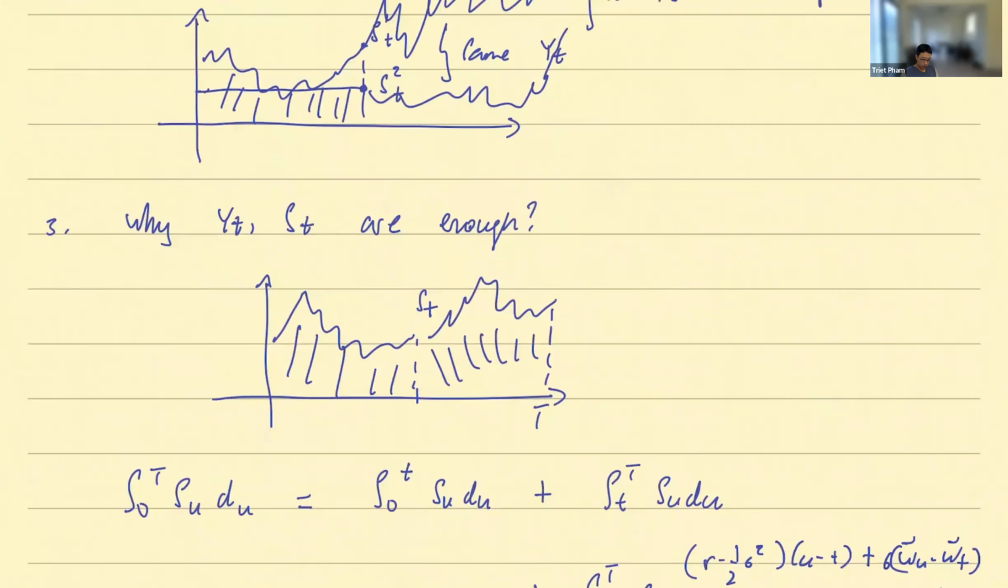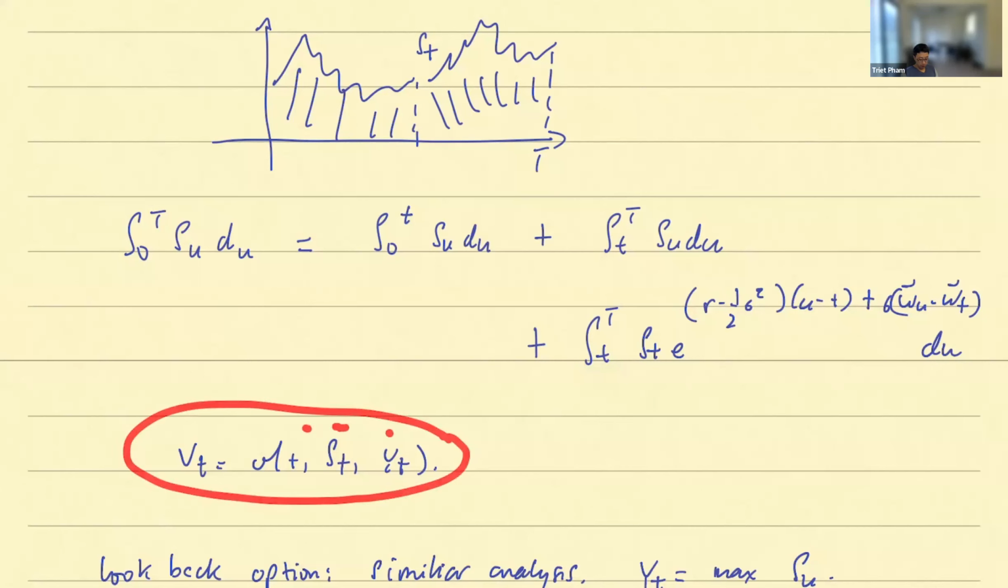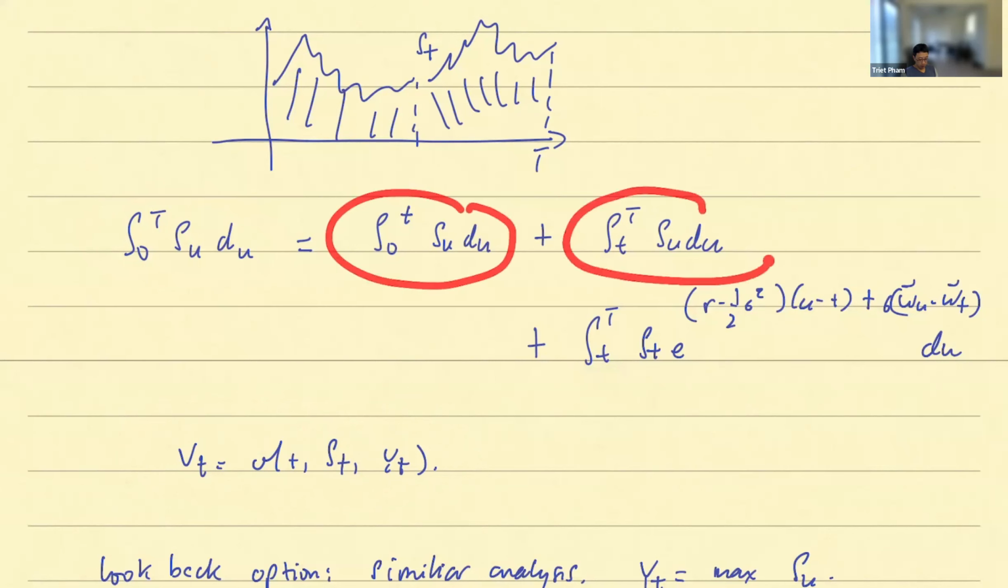So the analysis that allows us to conclude that for the Asian option, it only depends on the stock price and the current average value, the current integral, is because the future integral can be broken down into the current integral plus a part of the future integral that can be generated by the current value of the stock price. Yes.